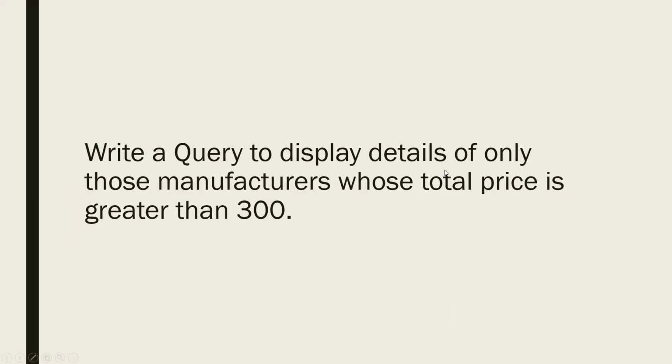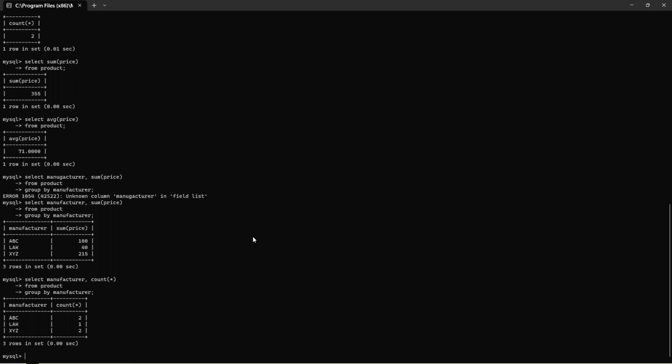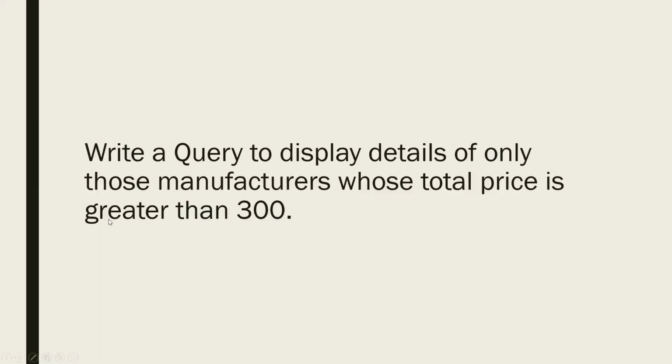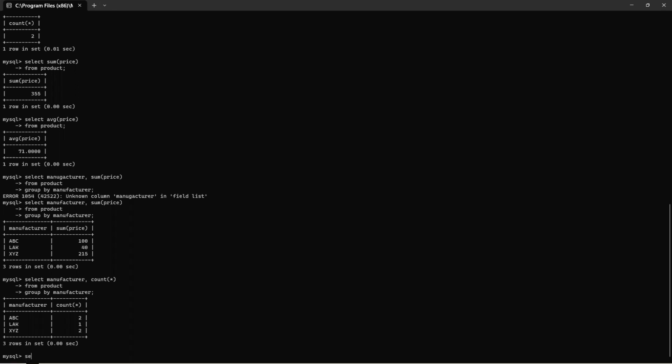Write a query to display the details of only those manufacturers whose total price is greater than 300. Okay, let us see. Yeah, the greatest price ours is 215. So nothing will be displayed over there. So let us display greater than 200. So we will put a query over here.